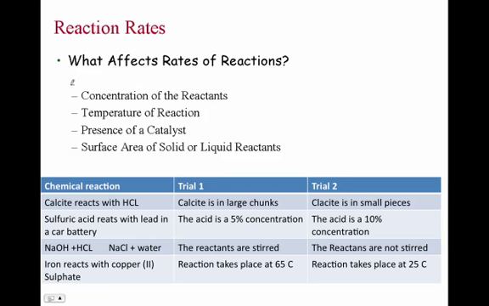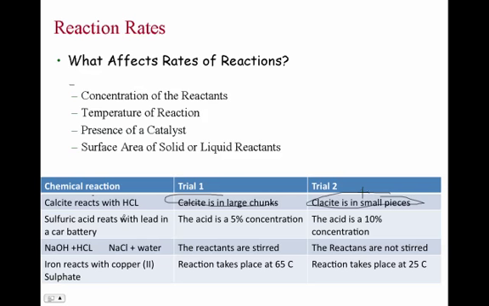We've talked about four ways that we can control chemical reactions: change the concentration, change the temperature, add a catalyst, or change the surface area. So let's look at this. Let's say we have calcite reacting with hydrochloric acid. We could react it in large chunks or small chunks. Which one would occur faster? This one, because it has a larger surface area.